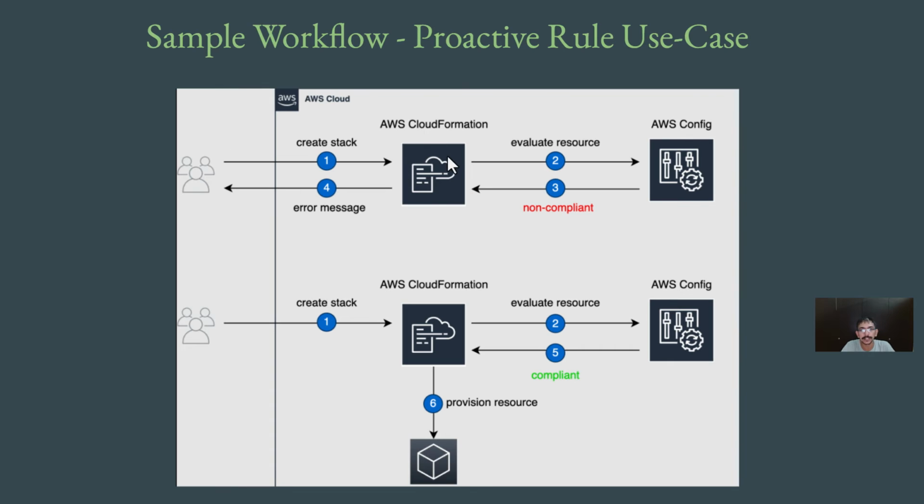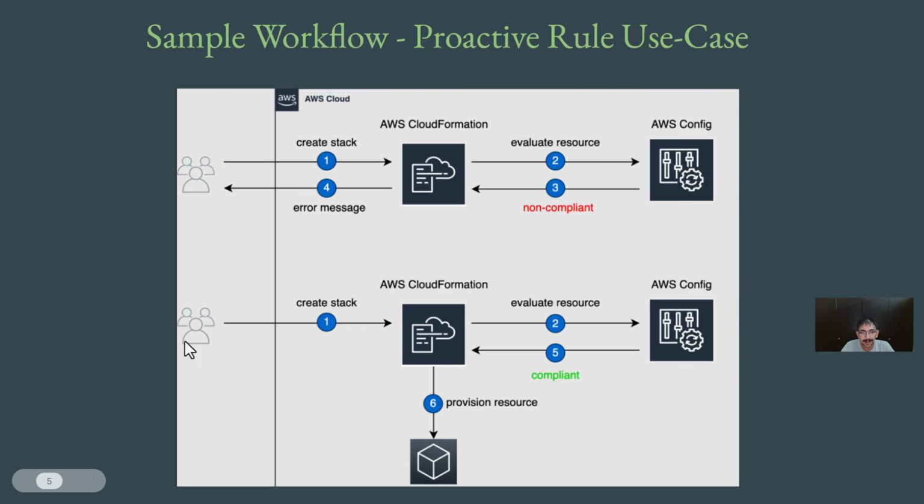So let's say that you have a CloudFormation and some users are trying to create a new stack. So maybe they might be creating multiple resources through CloudFormation. Now, CloudFormation, instead of directly creating the resources, evaluates it against the AWS Config rules. AWS Config will say that whatever resource the users are trying to create is non-compliant against the rules that are created, and CloudFormation will immediately give an error message to the user stating that your resources are non-compliant, fix that, post which I'll be creating the resource in AWS. This is the first part.